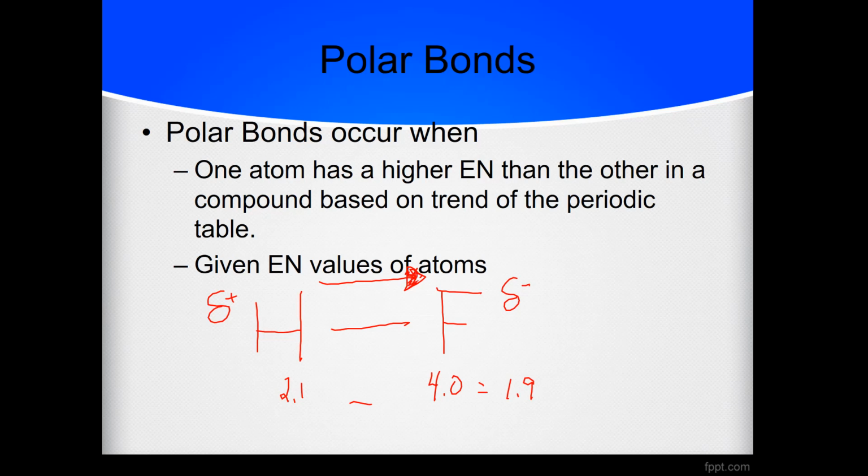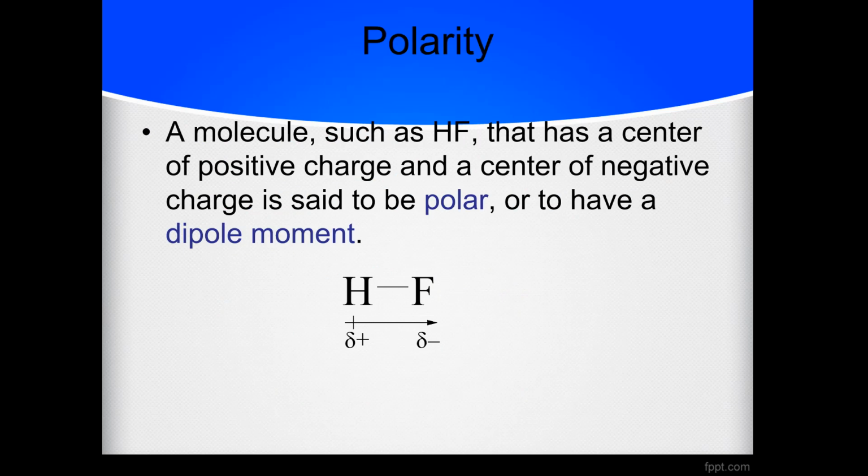Since we're chemists, we like to make our vectors fancy. It's just an arrow with a little plus sign on the end. That way we can quickly identify which end is positive and which end is negative without doing too much critical thinking. So when a molecule has an end that's partially positive and an end that's partially negative, it's said to be polar. Another way to say this is that it has a dipole moment.